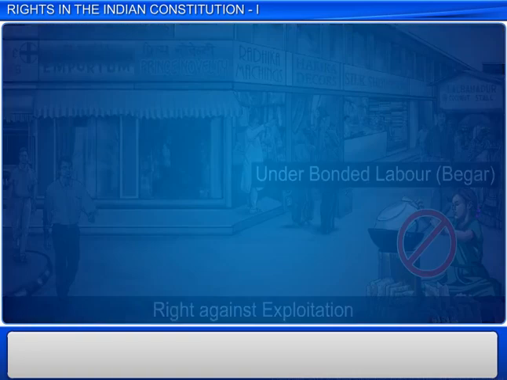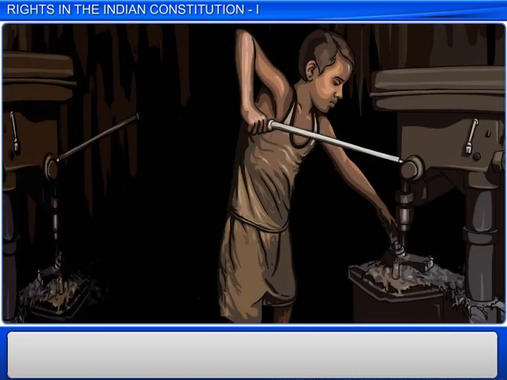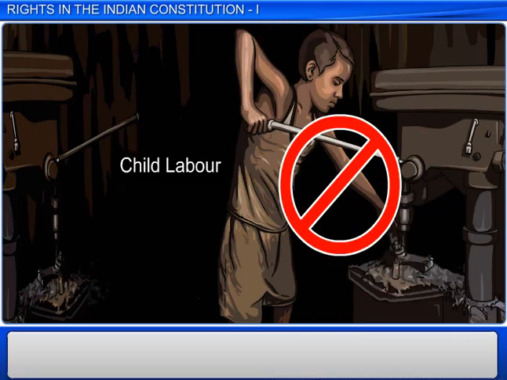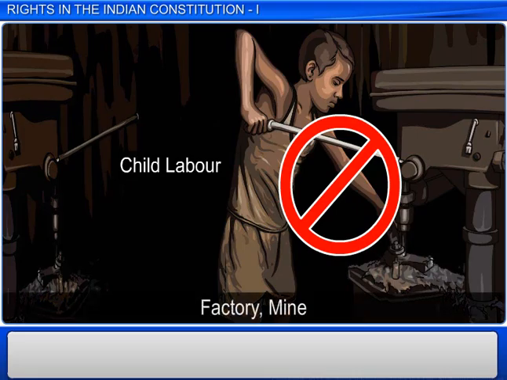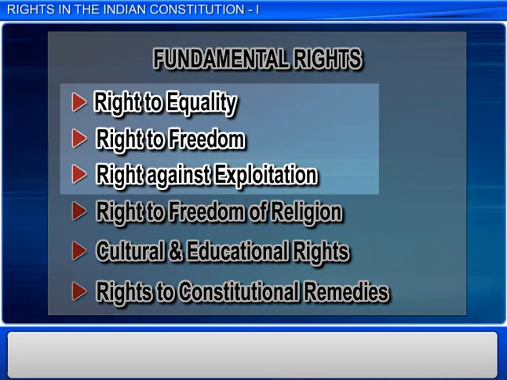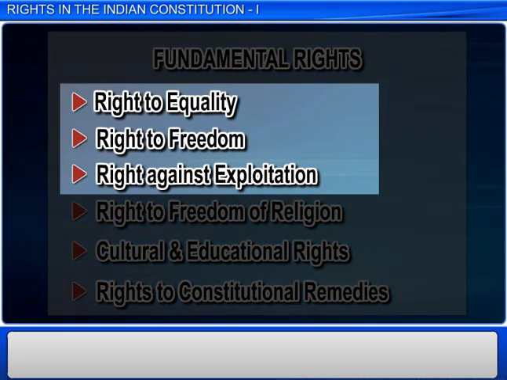The Indian Constitution has made child labor illegal in the country. It forbids children below the age of 14 from working in any factory, mine, or in any other hazardous conditions. We have seen the first three fundamental rights, namely the right to equality, the right to certain freedoms, and the right against exploitation.